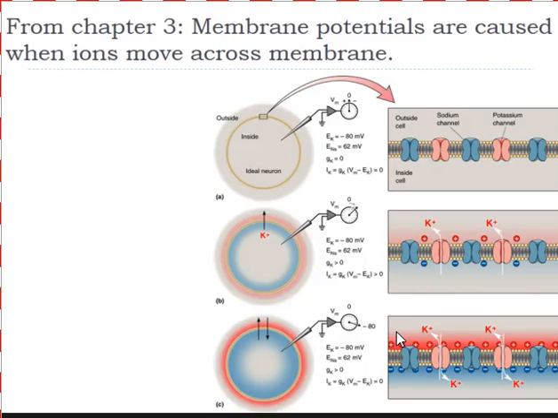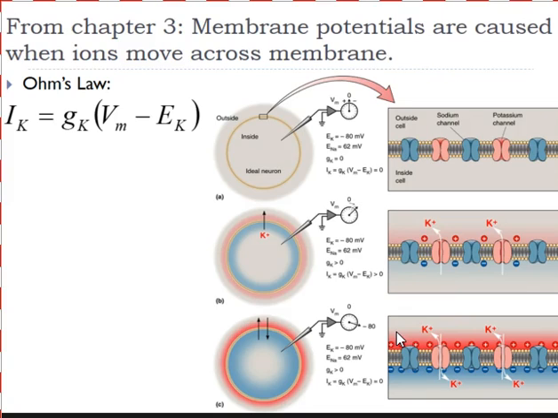So the first thing we need to do is, assuming we have a stimulus that comes in and is providing a stimulation of this neuron, how are we then getting some kind of change in membrane potential? And what chapter 3 very nicely showed us is that membrane potentials are caused when ions move across a membrane.